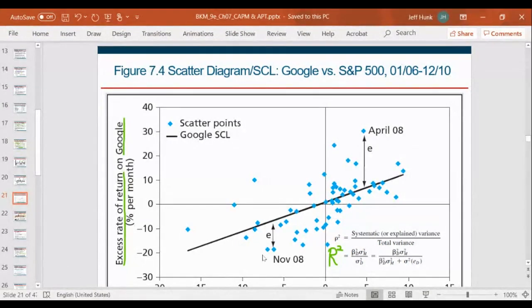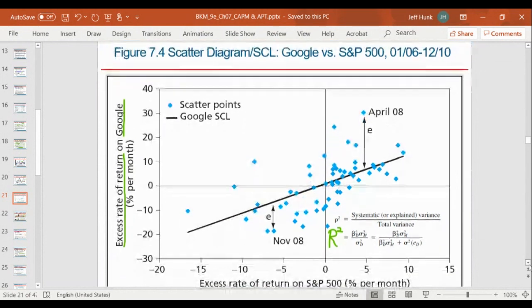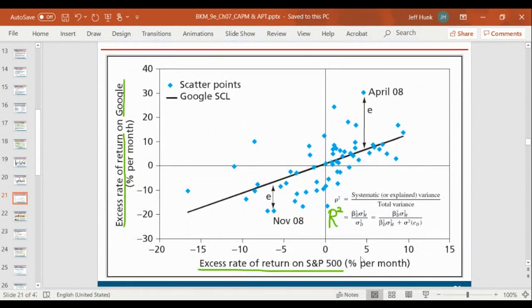So, continuing on with our last session, where we have the regression result of Google, the excess return on Google over the market excess return. And actually, if you plot the regression result, of course, the regression result is basically this regression line, the slope of the scatter plot.